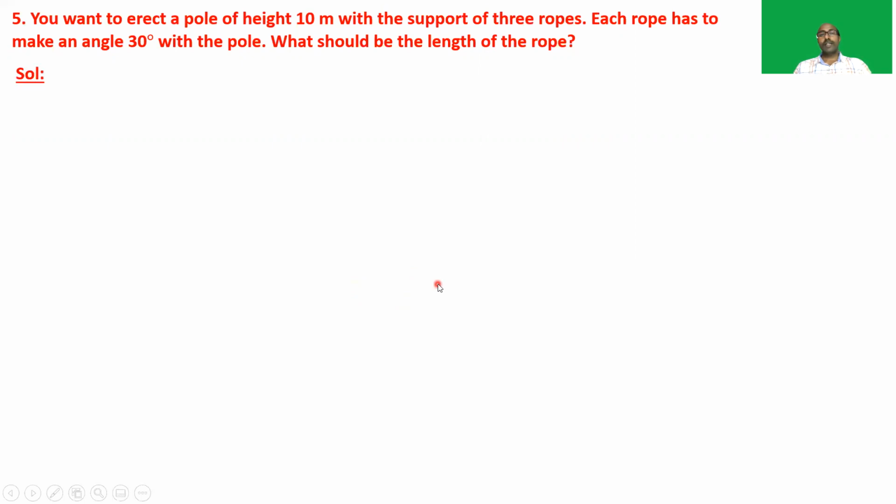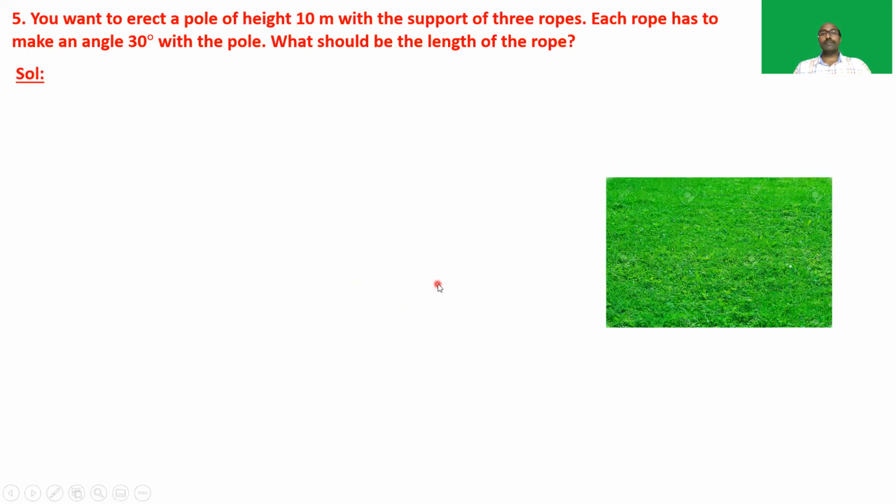So here it is the ground and it is an electric pole which is to be erected, and these are the ropes which are giving support to the pole, and each rope is making an angle of 30 degrees with the pole like this.